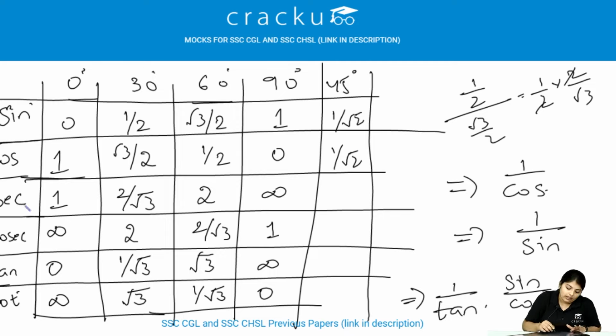So secant 45 is 1 by cos, no? So the answer is root 2 here. Secant 45 is root 2 and cosecant 45 is also root 2 obviously. And tan is sin by cos, no? 1 by root 2 by 1 by root 2. Therefore both get cancelled and the answer is tan 45 is 1 and also cot 45 is 1 since cot 45 is 1 by tan 45.